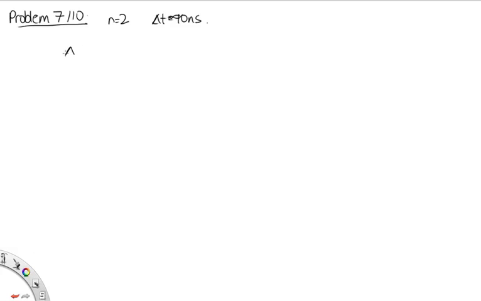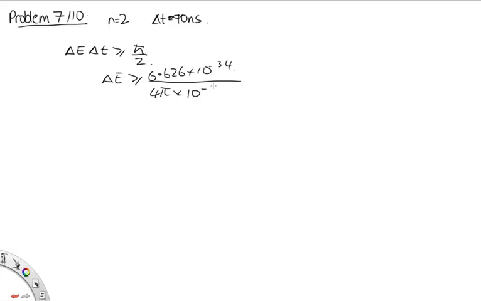So Heisenberg's uncertainty principle tells us that the uncertainty in the energy times the uncertainty in the time is greater than or equal to h bar on 2. So we know that the uncertainty in the energy has got to be greater than or equal to 6.626 times 10 to the minus 34 over 4 pi, because it's 2 times 2 pi, times this 10 nanoseconds. And so this is equal to 5.27 times 10 to the minus 27 joules.